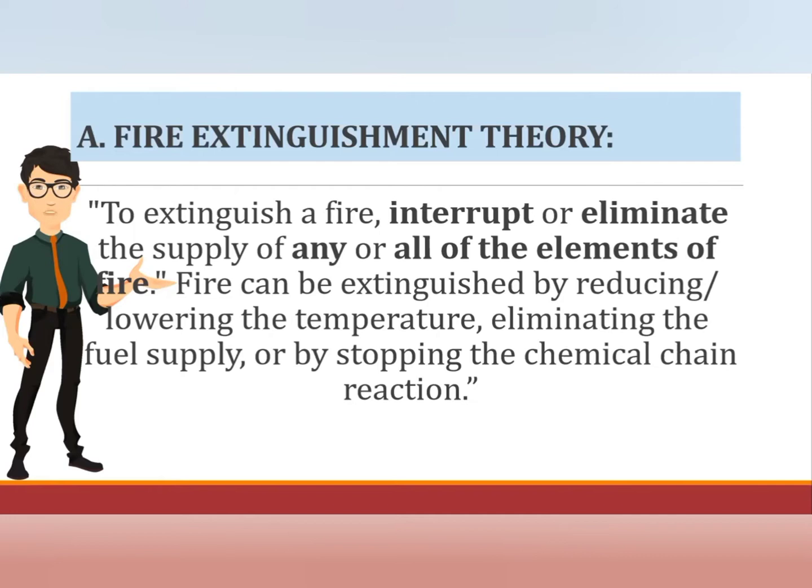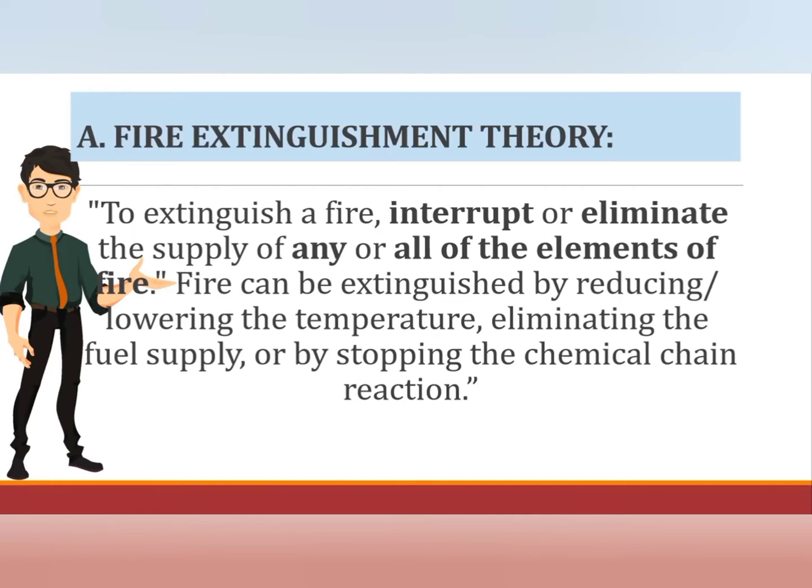Fire can be extinguished by reducing or lowering the temperature. That is already a form of cooling. Next is eliminating the fuel supply, that is removing the fuel. And by stopping the chemical chain reaction, that is, you will not allow these elements to merge together, which may result in a chemical chain reaction.